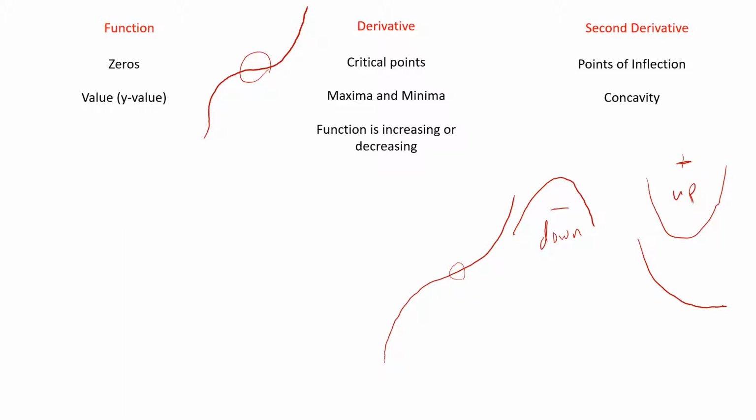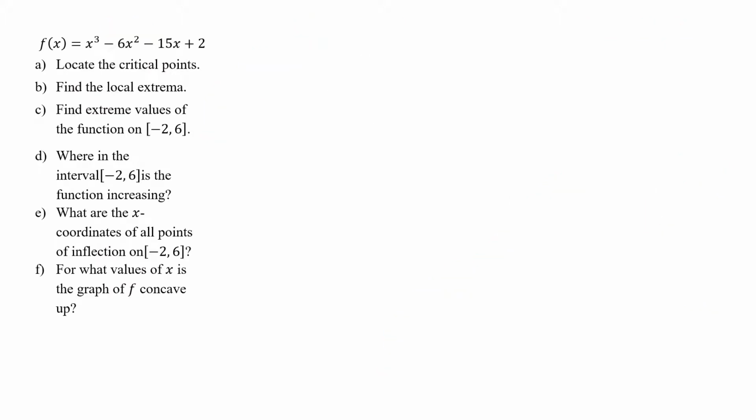So what does a problem look like? Problem looks kind of like this. It gives us an equation. We'll have to find the critical points, local extrema, the extreme values, where it's increasing or decreasing, then the x-coordinates of the point of inflection, and where it's either concave up or concave down. So it takes us through all of those different pieces that we were looking at, which is fine because a lot of them overlap quite a bit.